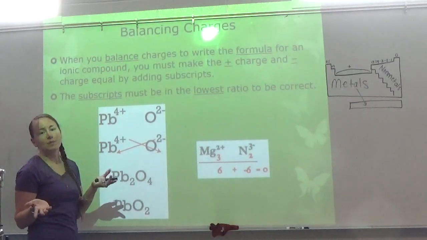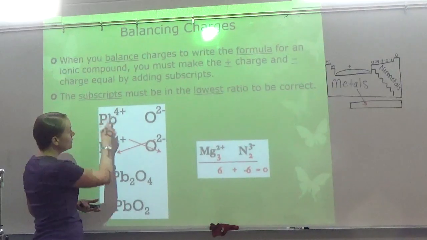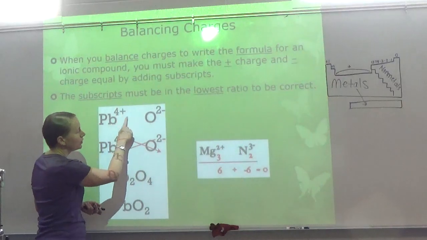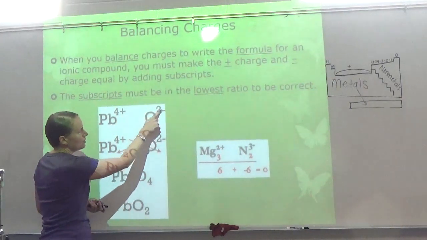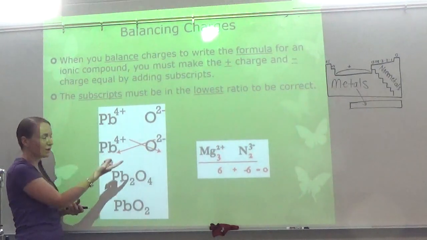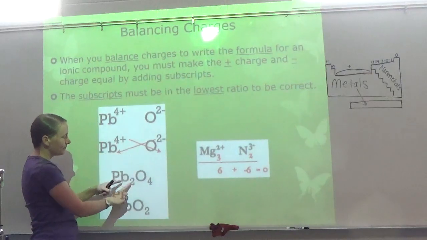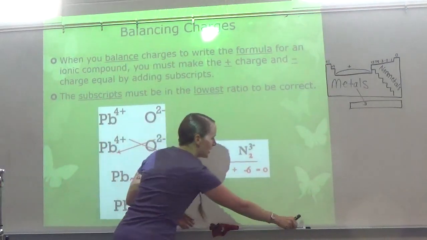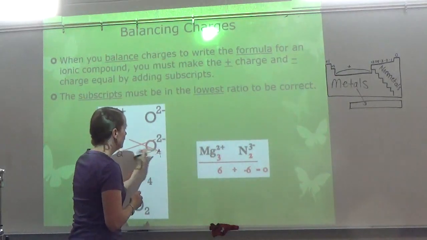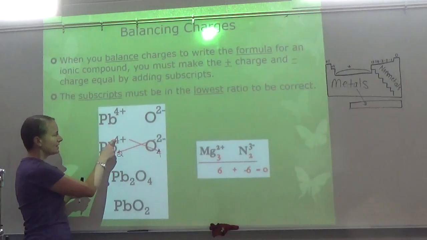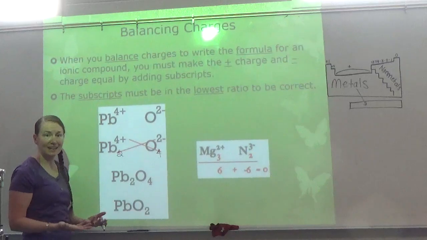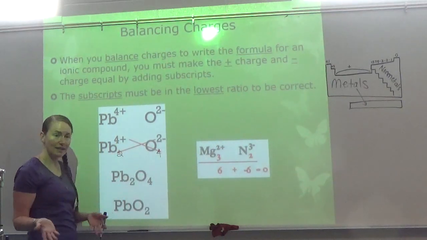So we do something called crossing charges. So you take the number only, not the charge, so not the positive, just the 4, and you cross it down to the oxygen. You take the 2, not the negative, and cross it down to the Pb or the lead. All right, so once you do that, that gives us a 2 and a 4. So let me show you how that cancels real quick. So what is +4 times 2? Well, it's +8. What's -2 times 4? It's -8. So see, a +8 and -8 cancel.